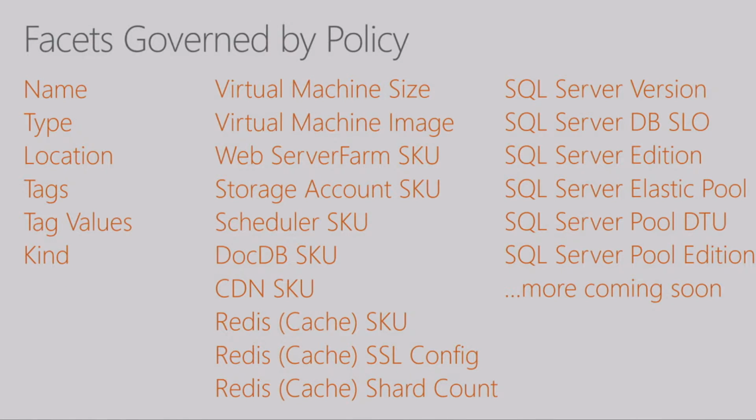And then we have a fairly broad set of facets that can be governed via policy today. So across all resource types, you can govern name, type, location, tags, tag values, as well as resource kind. And then we have a very, very broad set of resource provider or resource type specific facets. The ones that we see used most commonly are virtual machine size. This is excellent for COGS control.